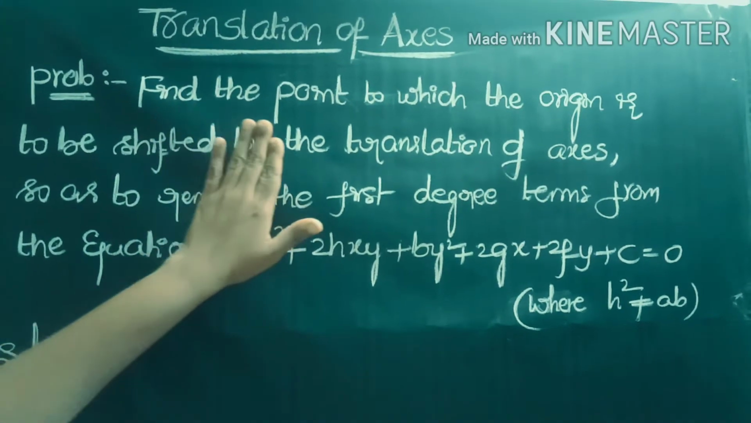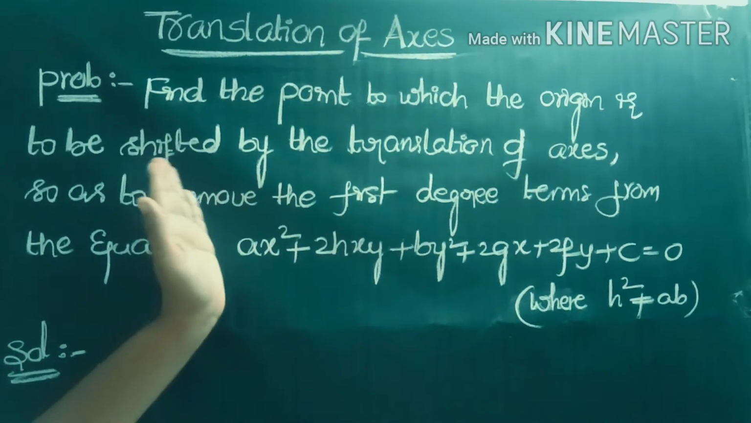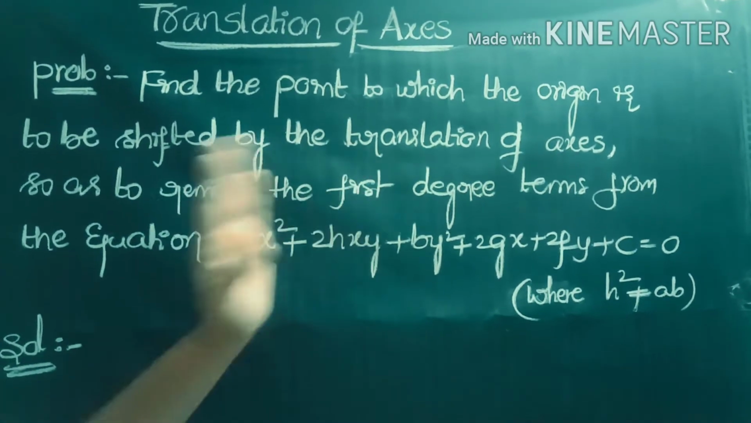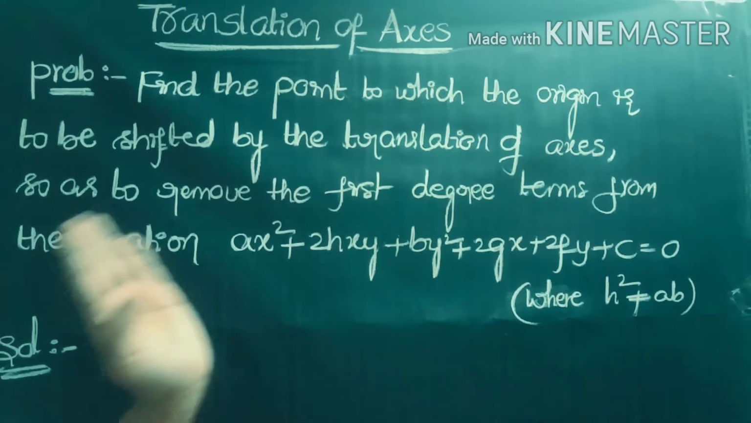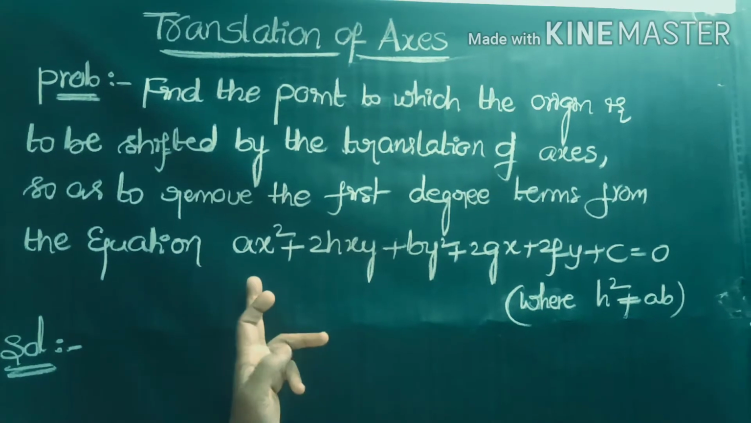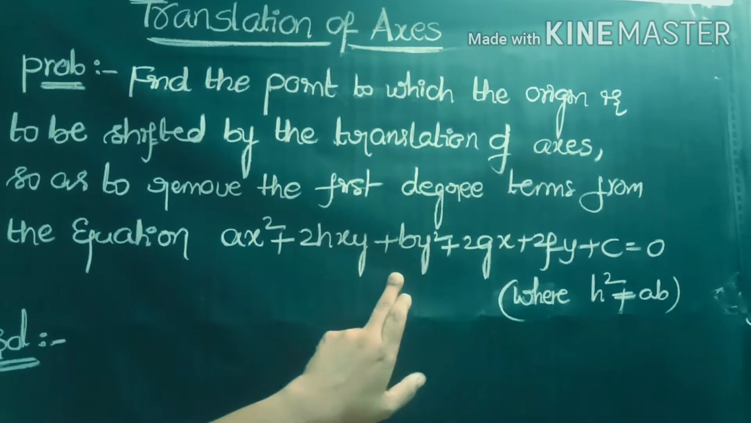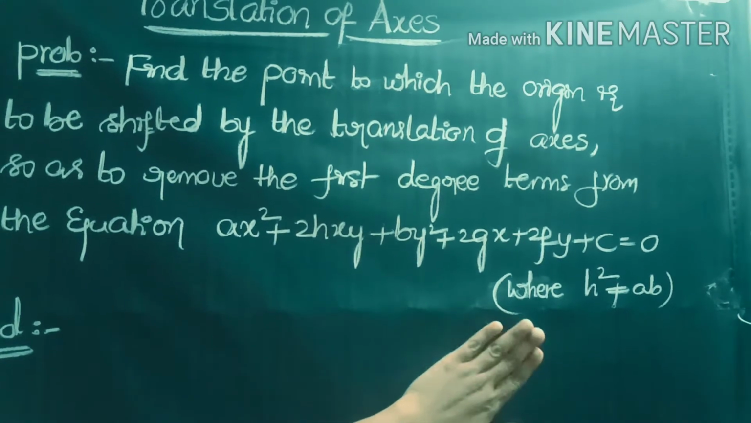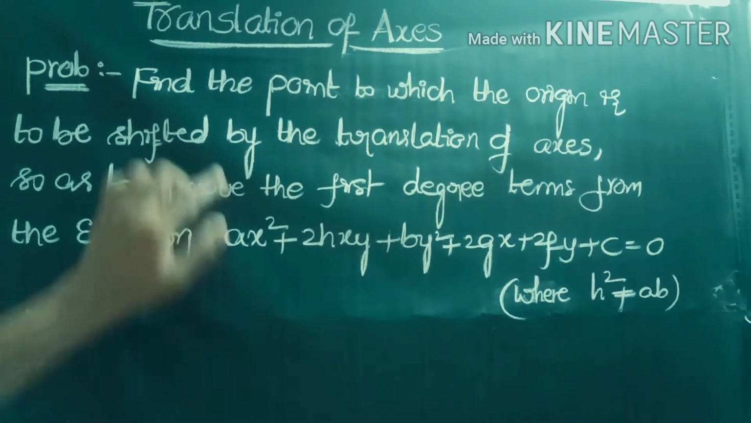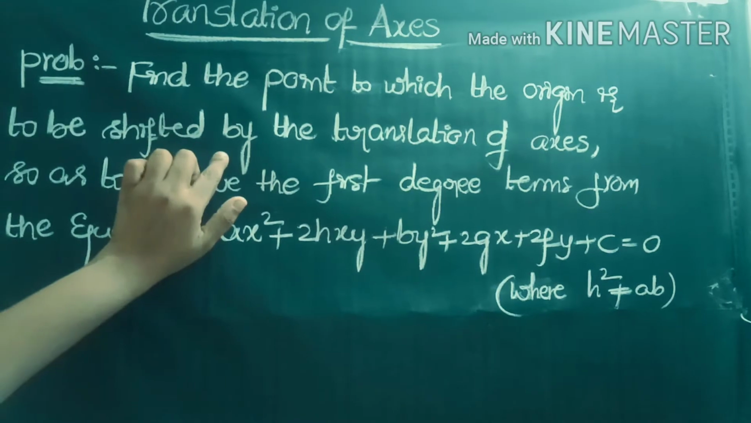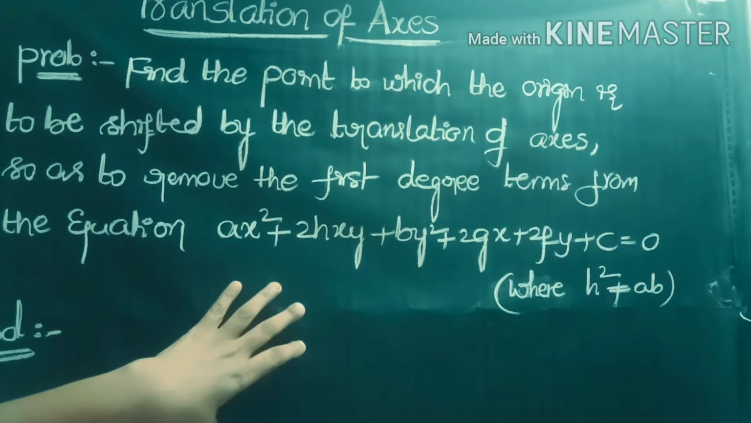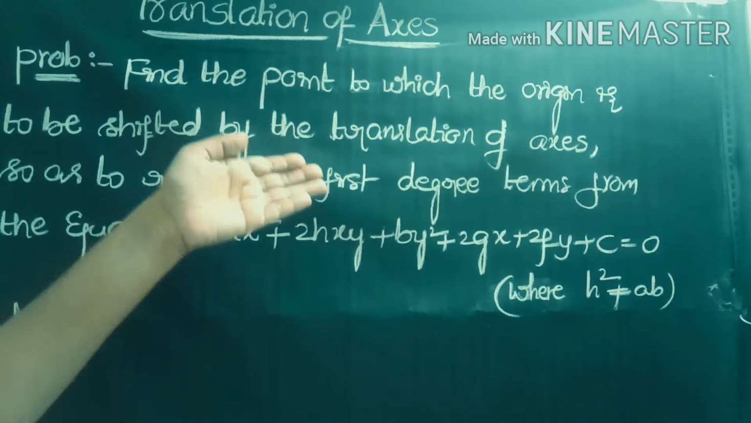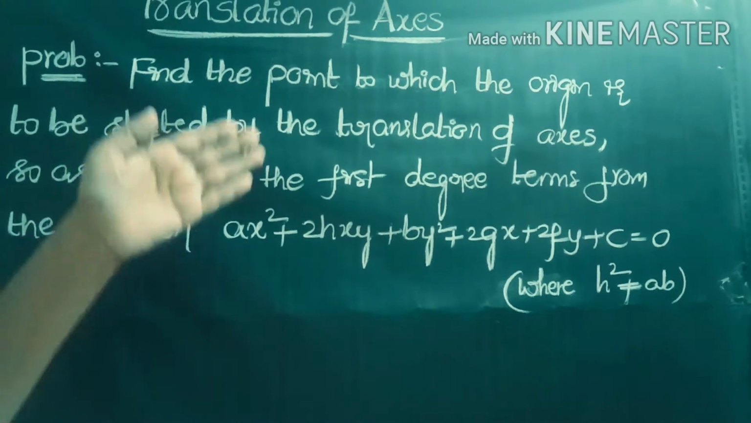First problem. Find the point to which the origin is to be shifted by the translation of axis so as to remove the first degree terms from the equation ax square plus 2hxy plus by square plus 2gx plus 2fy plus c equal to 0, where h square is not equal to ab. Find the point to which the origin is to be shifted. We have to find that point.